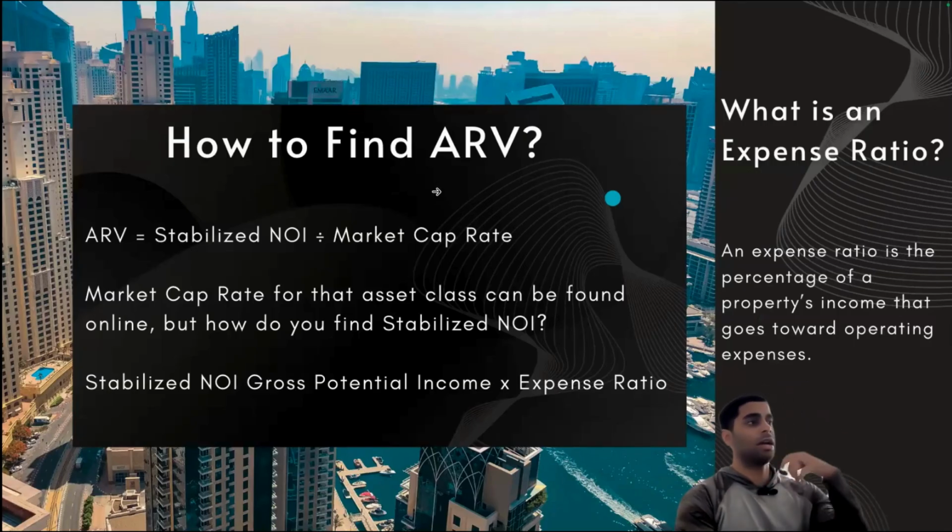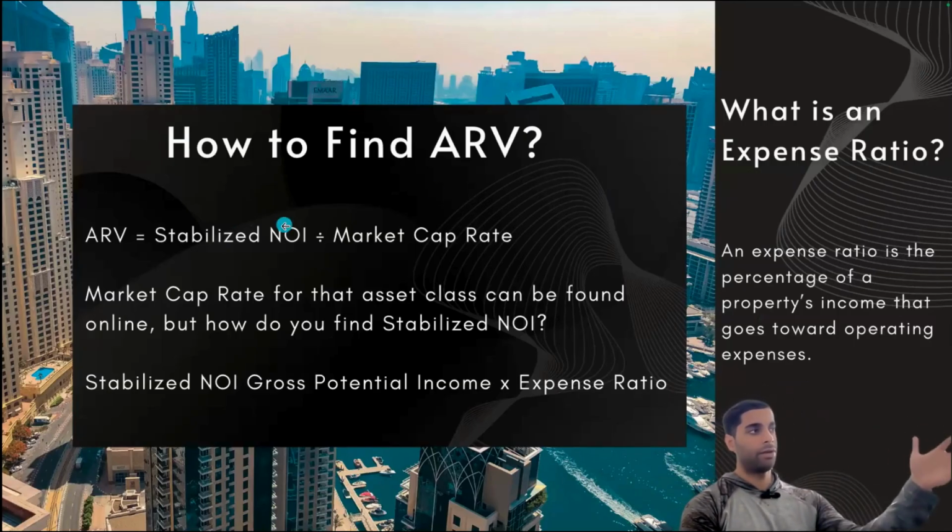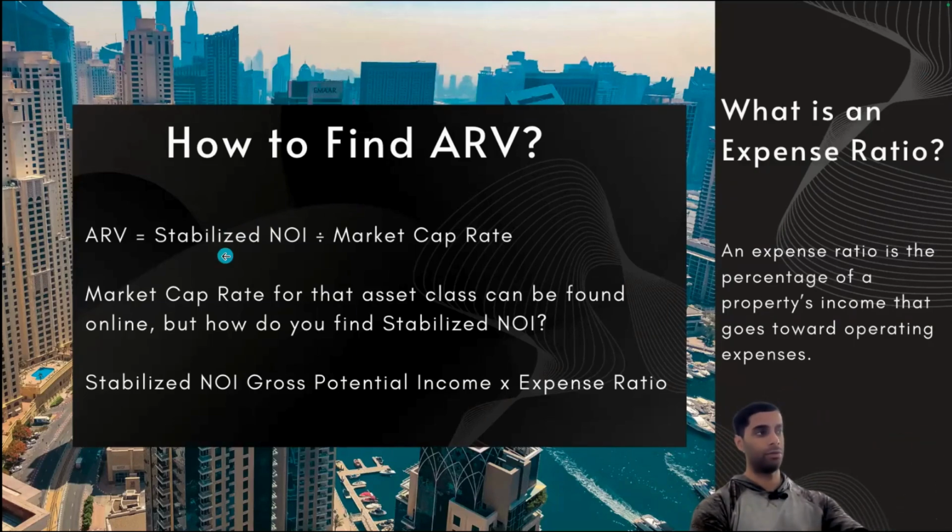Okay. How do you find ARV? The after repair value for commercial, once you're done taking care of the building, you're done stabilizing it, leasing it out, that's when you get your after repair value. So you have the stabilized net operating income divided by the market cap rate. Okay. And I'm going to go over plenty of examples here.